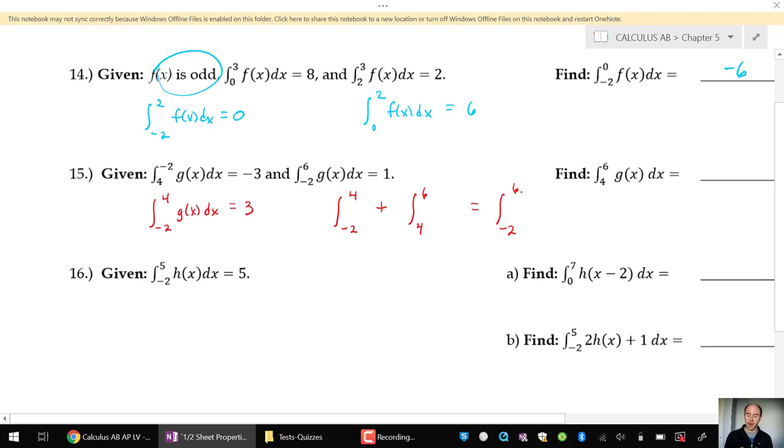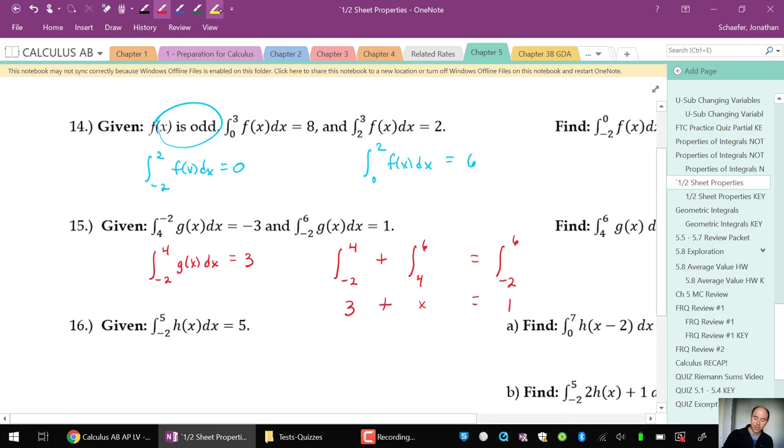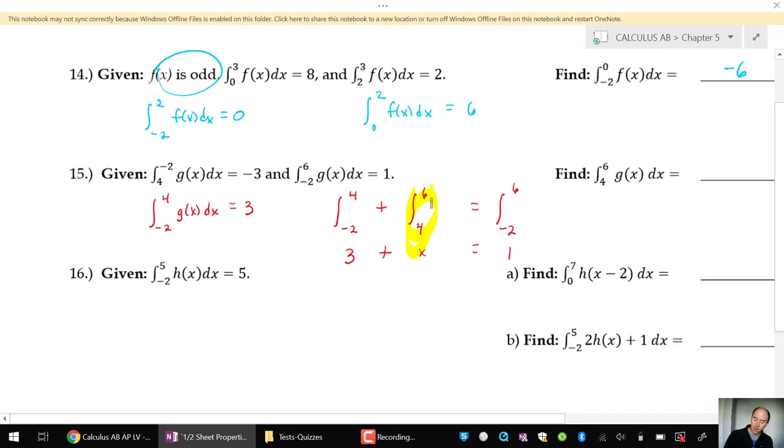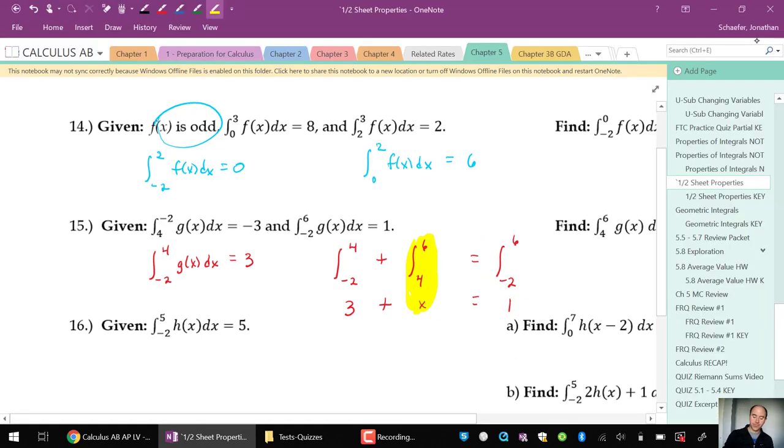So let's see what we know here. From -2 to 4, we established that that was equal to 3. From 4 to 6, I don't know what it is. That's my question. So I'll call that an unknown, maybe a variable x. And then from -2 to 6, the entire region is actually equal to 1. So the integral in question is this unknown right here. But if I know 3 plus that unknown has to add up to 1, well, that means my value from 4 to 6 has to equal -2.